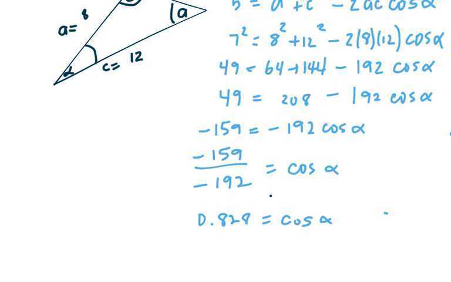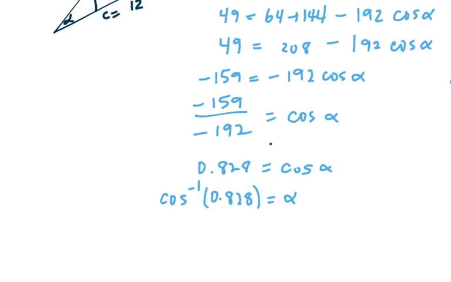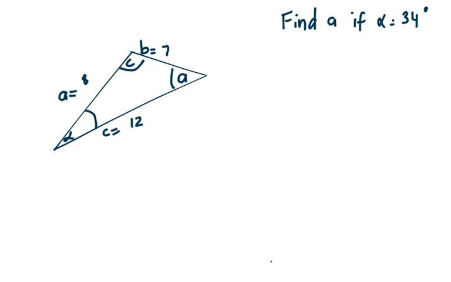Therefore, if we want to find alpha on its own, we're going to use cos inverse. So cos inverse of 0.828 is going to be equal to alpha. We're going to plug that into our calculator, and we get that alpha is equal to 34.09 degrees to 2 decimal places. So in this case, we had to use the cosine rule instead of the sine rule, because we only had one unknown, and we get our answer to be that alpha is equal to 34.09 degrees. Let's look at one last example.